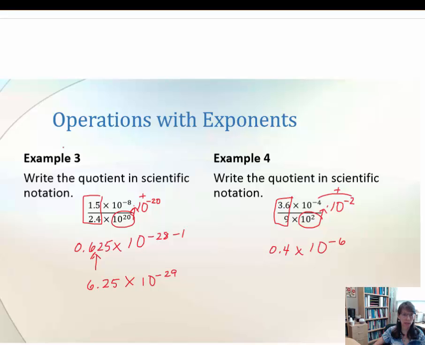0.4 is not between 1 and 10. I really need to move the decimal one place to the right, so that's increasing by a factor of 10. Compensate by decreasing by a factor of 10. So our final answer in scientific notation is 4 times 10 to the negative 7.